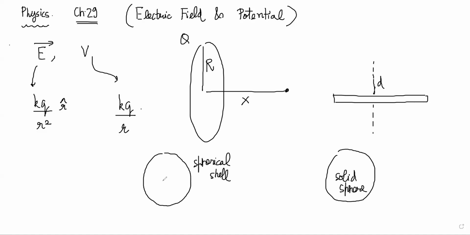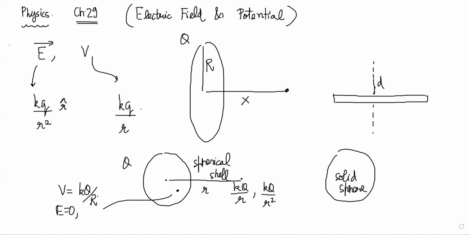So if there is a spherical shell, outside points will behave like a point charge, right? The potential here will be kq by r, and the field here will be kq by r square, where the distance is r. For inside points, it is important to realize that the field is zero inside, but the potential is constant, kq by capital R. You remember that was what was happening in gravitation also. Similarly, same derivation, everything is the same.